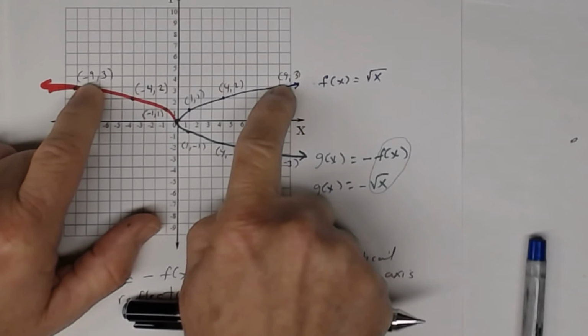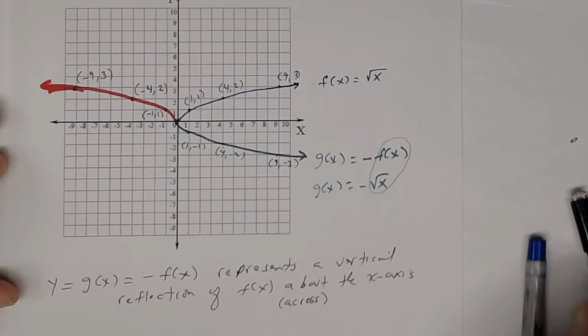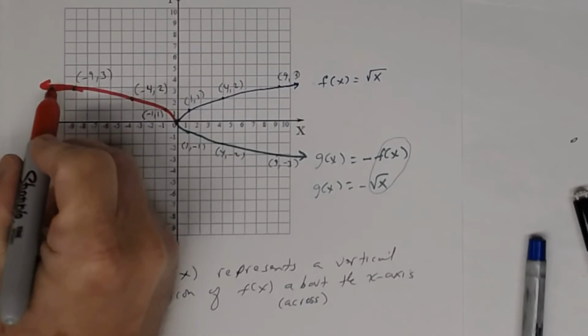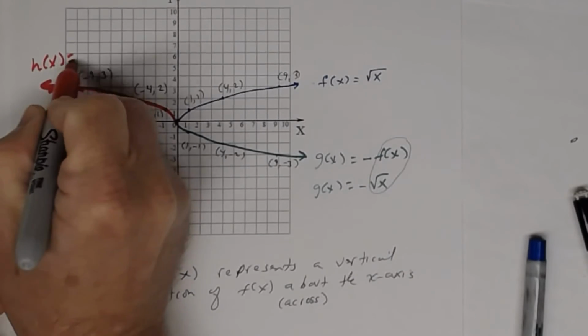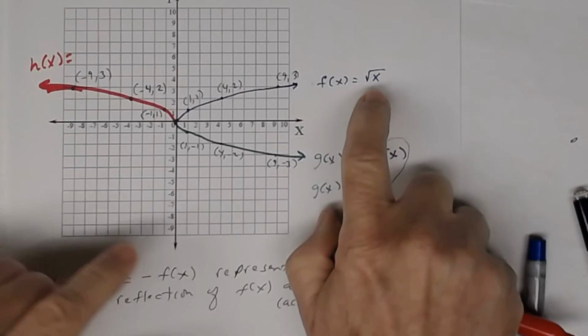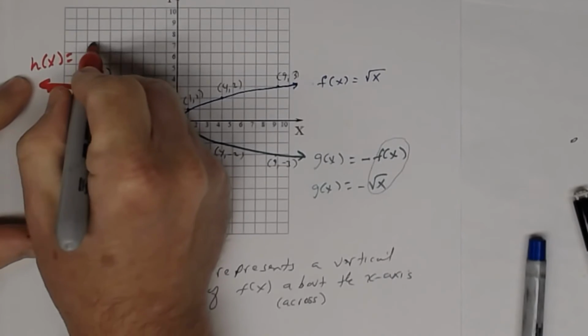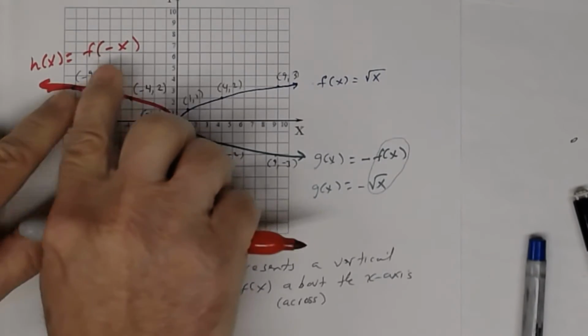The x-coordinates are opposites. All right, so what does that mean in terms of this notation? Here's what that means. Listen carefully. So I'm going to call this h of x here. So h of x will be, now remember, the y-coordinates stay the same. What was it that changed? The x-coordinate became opposite. So here's how it's going to look. It will be f of negative x.